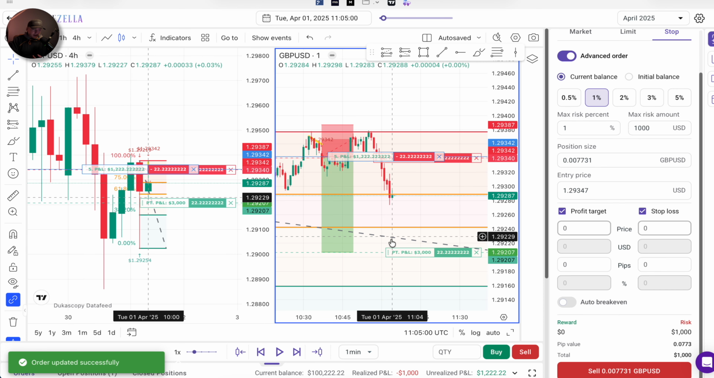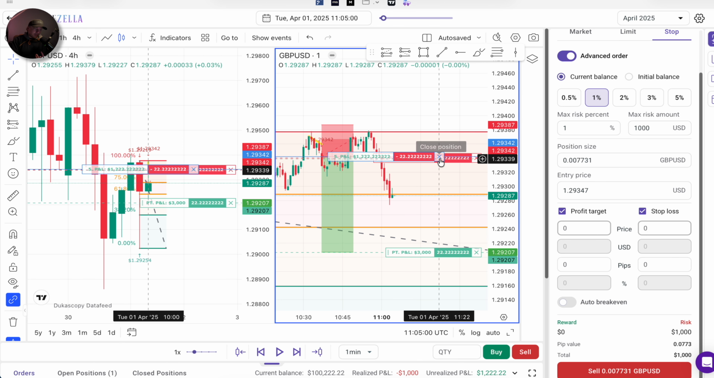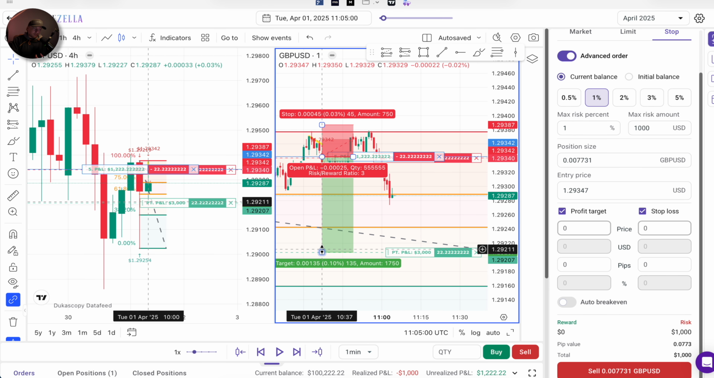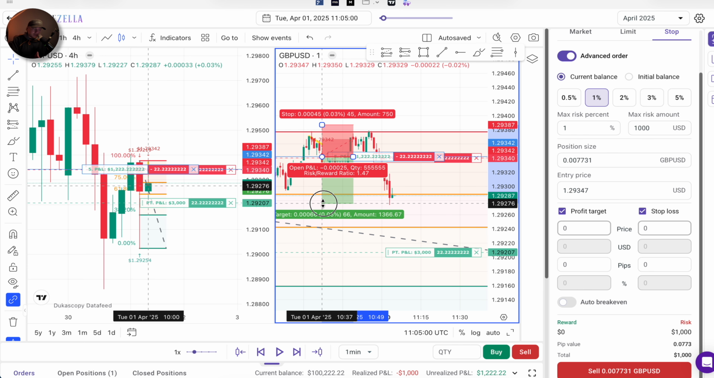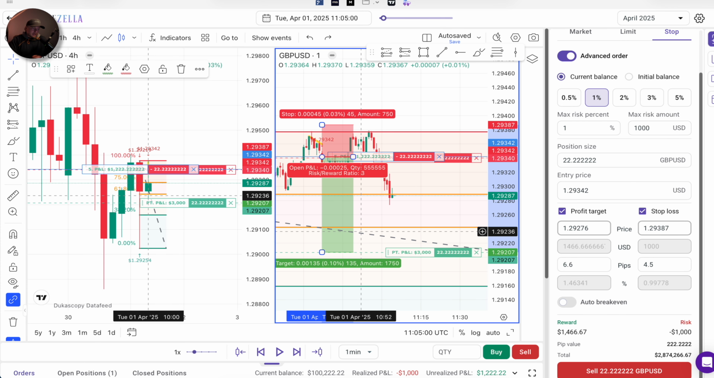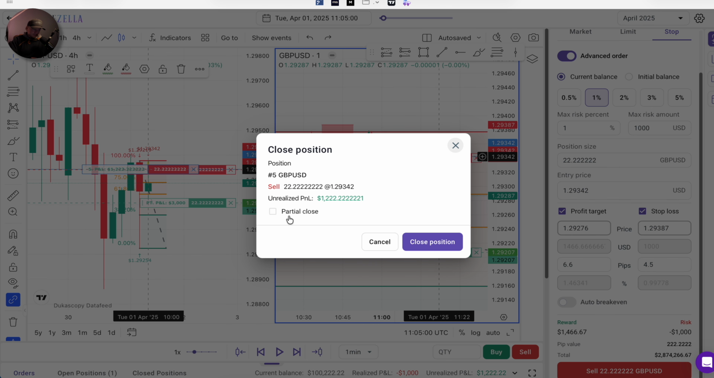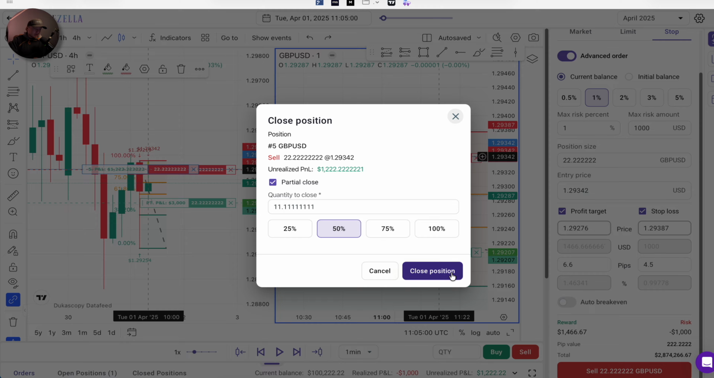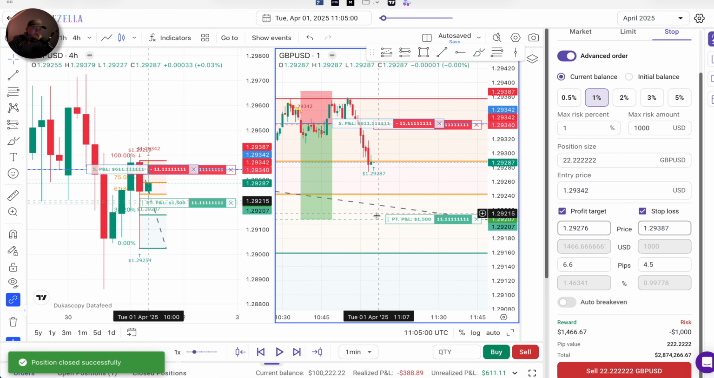Some of you may want to go break even if we get all the way down here or whatever, but for me personally, I like to go break even once we get to around a 1 to 1, 1 to 1.5 usually, which we're just about to get to now. So I'm going to close 50% of this, which you can do on TradeZella, and we're going to hold until our original target of 1 to 3.